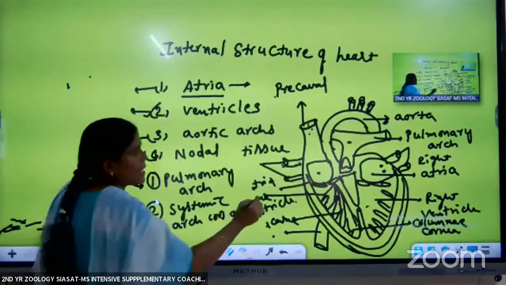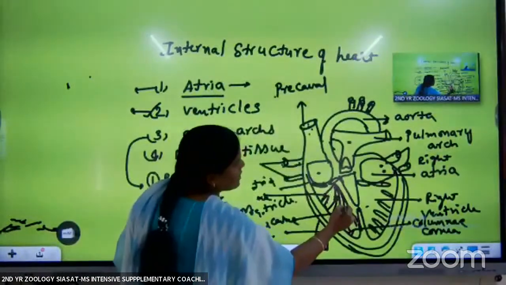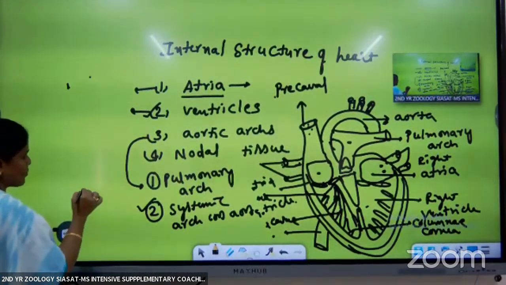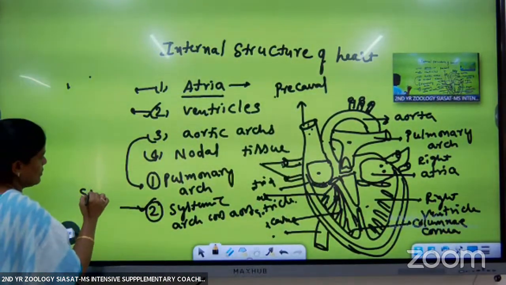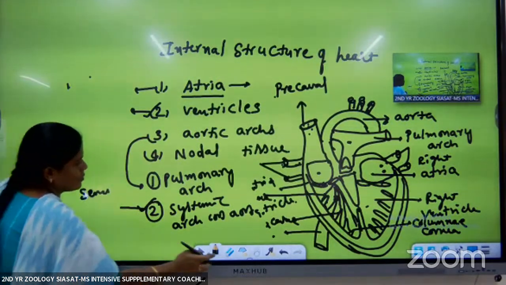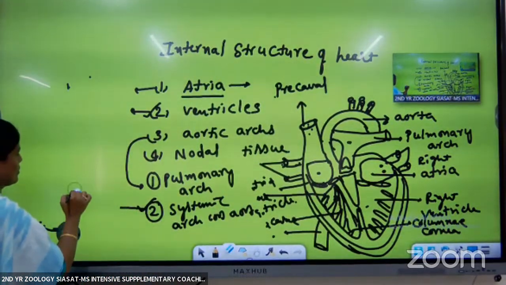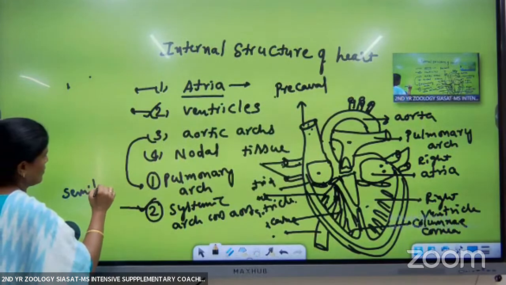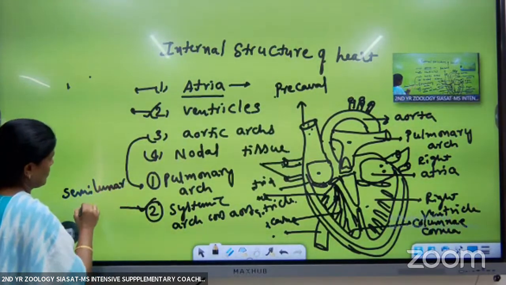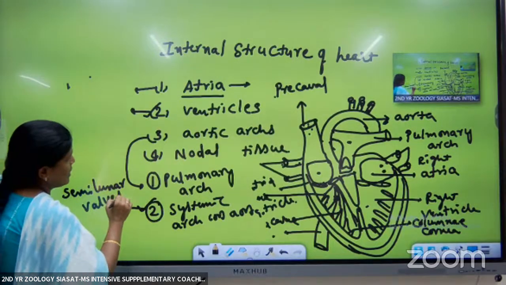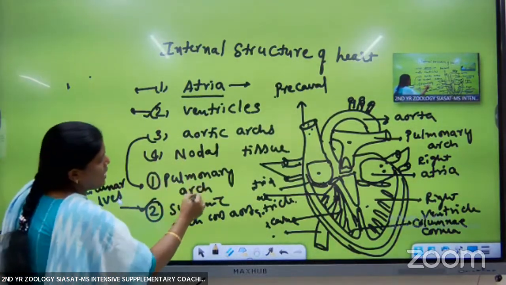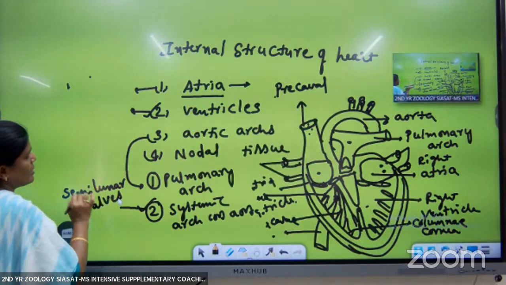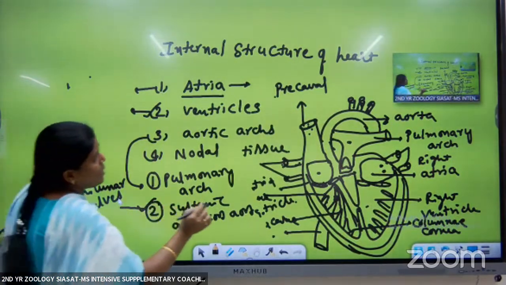Both the pulmonary arch and the systemic arch have valves present. These valves are called semilunar valves. Both the pulmonary arch and the systemic arch are protected by the semilunar valves. Clear? Next, one more thing here.